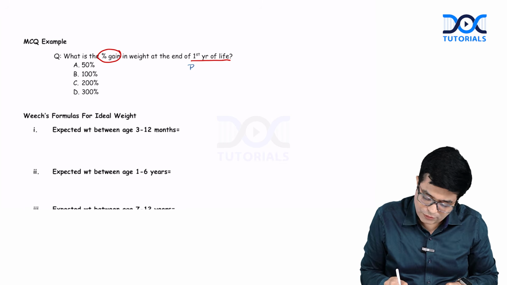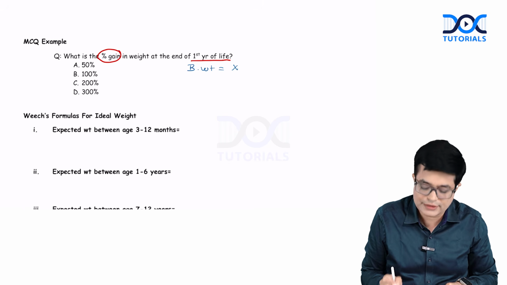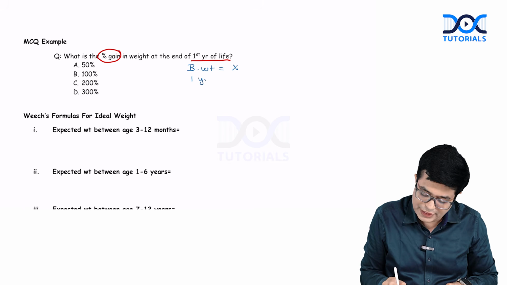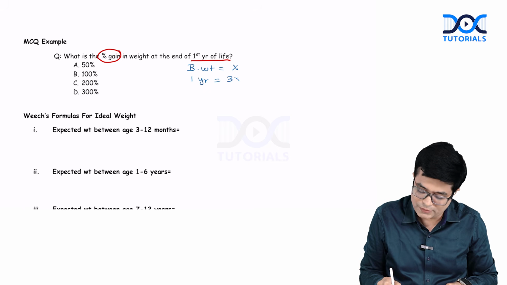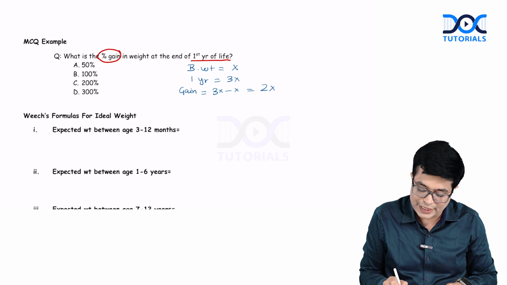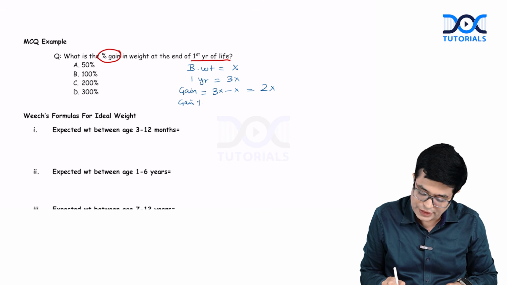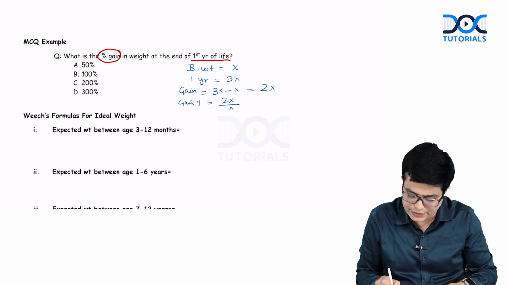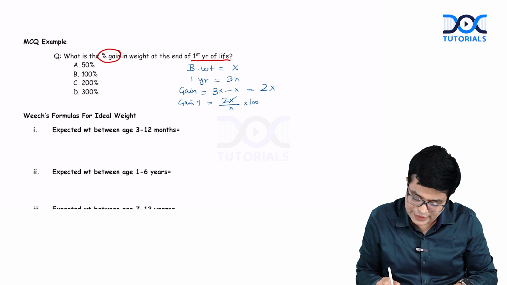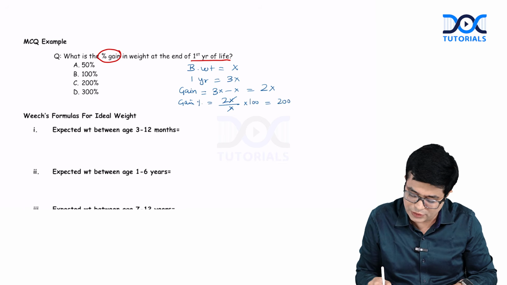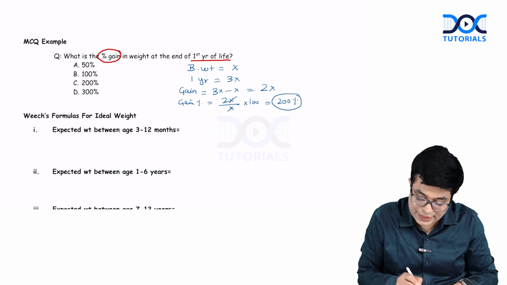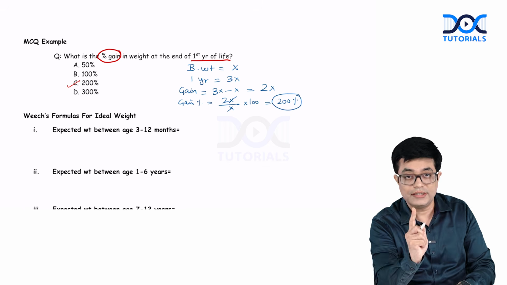So what was the formula we discussed? Birth weight was X. At 1 year, what is the weight? It was 3X in a normal child. So what is the gain? Gain is not 3X. Gain is 3X minus X, that is 2X. And so what will be the gain percentage? Gain percentage will be gain divided by original value, what the child was born with, multiplied by 100. They get cancelled, and so the gain percentage will be 200%, and that is your answer. So answer is not D, the answer is C.